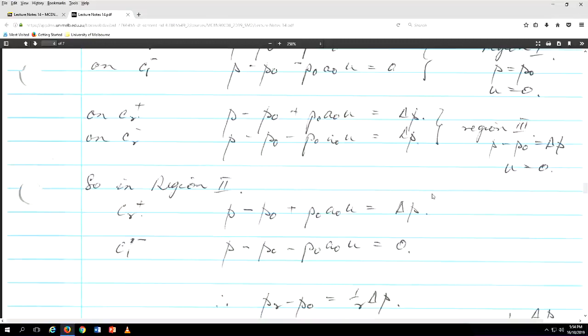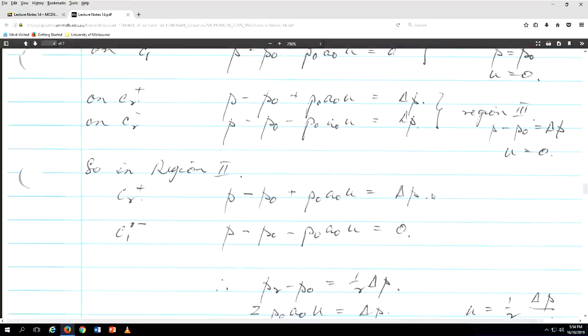So it follows, if I add the two, 2P minus P naught to P2 minus P naught will be delta P, or P2 minus P naught will be a half delta P. So I have the compression going to the right and the expansion going to the left, and the pressure drop across the expansion is a half delta P, and the pressure increase across the compression is a half delta P.